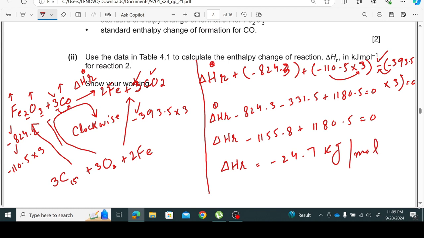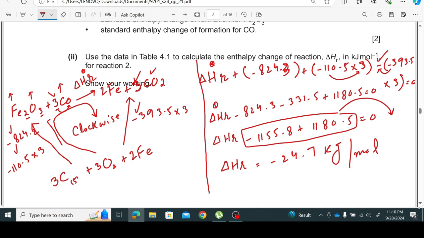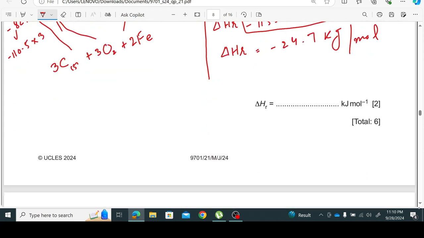Okay, if you bring all these values, understand, towards here, you know your sign will change, and then if you add them together, you will get delta H of reaction minus 24.7 kilojoule per mole. Okay, it is our another question we have done successfully. So we are moving towards the next slide. Understand? So you will write it here negative 24.7.